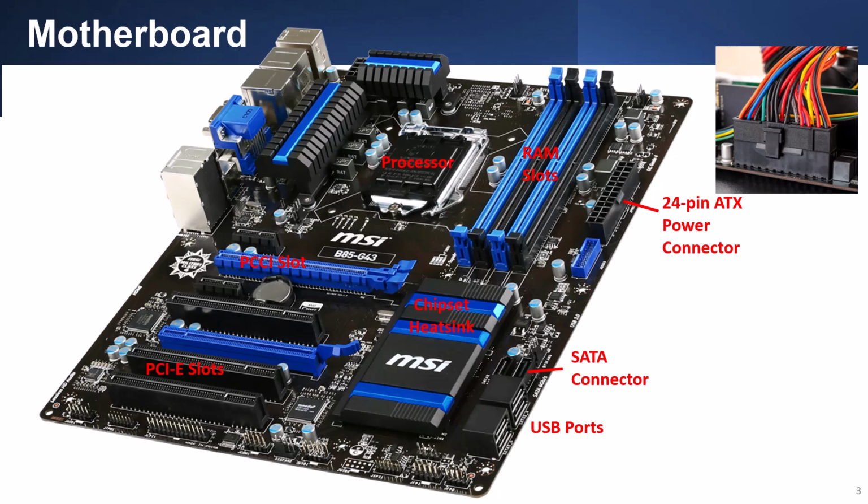Here is an MSI motherboard. You can see the processor, PCI and PCI Express slots, RAM slots, and heatsink for the chipset. In the bottom corner, you see USB ports and SATA drive connectors. Near the top corner is a 24-pin ATX power connector.